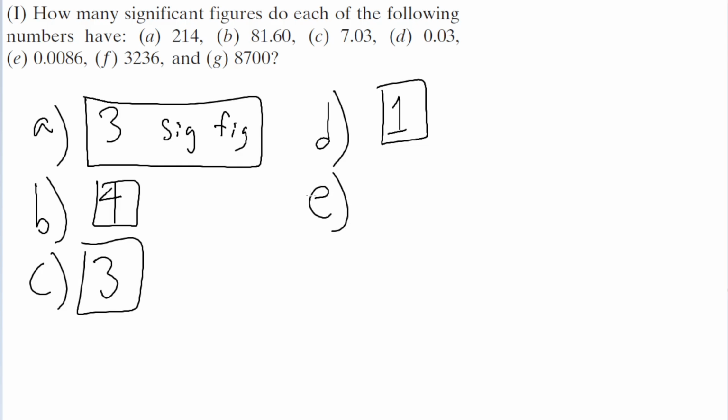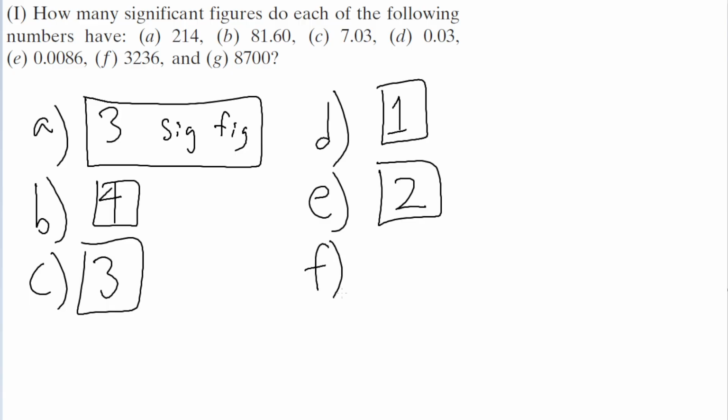Part E is more or less the same type of number as part D. We got a bunch of leading zeros and then two non-zero digits at the end. The same exact logic applies. We have two digits that are not 0, the 8 and the 6, but all the other digits are leading zeros, so we don't count them. So the only significant digits are the 8 and the 6, meaning those are the only two significant digits.